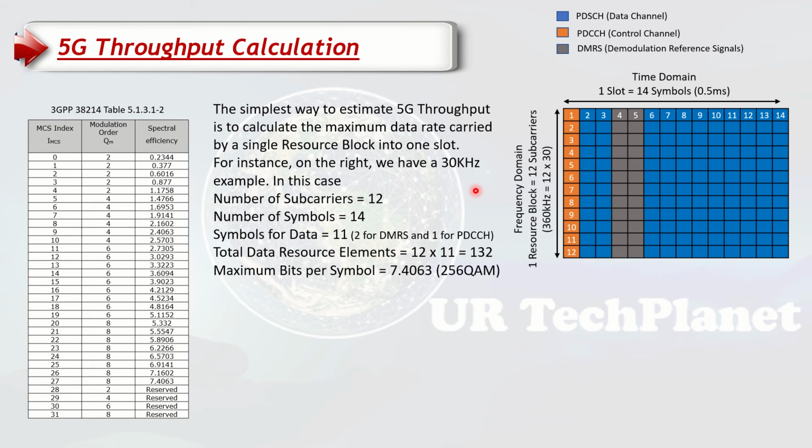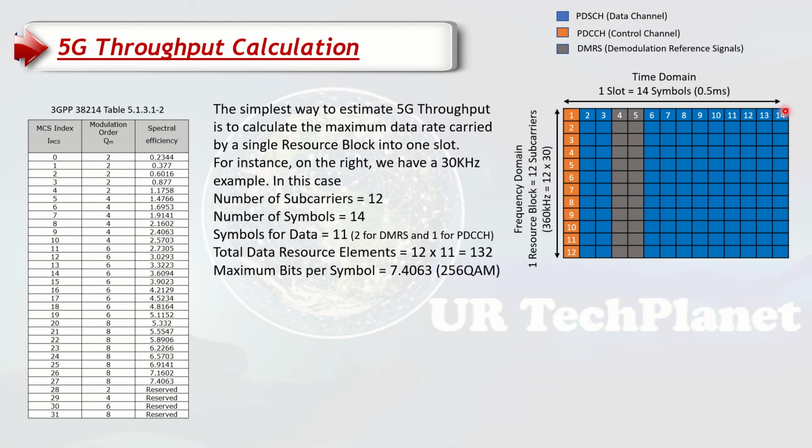So the easiest way that I usually recommend is to first get the 5G throughput for a single resource block into one slot. Because we can then calculate any other throughput based on that. So if you know the throughput of a single resource block into one slot, then you can calculate it for any bandwidth, for any TDD structure. So whatever the configuration is, that is the best way out for you.